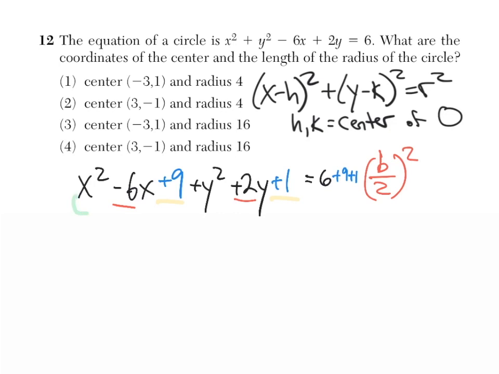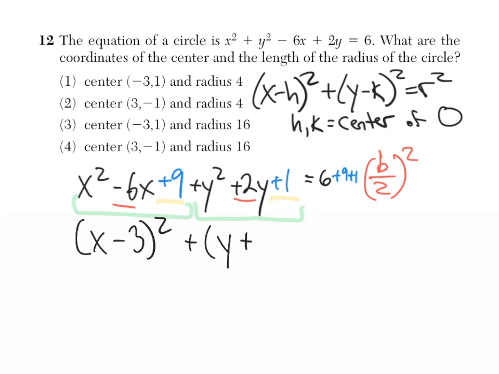So now what we're going to do is factor these perfect square trinomials. So I see we've got x squared minus 6x plus 9, and we've got y squared plus 2y plus 1. All right, so let's factor these. On the left side, we're going to have (x minus 3) squared plus (y plus 1) squared equals what? 6 plus 9 plus 1 gives us, of course, 16. Amazing.